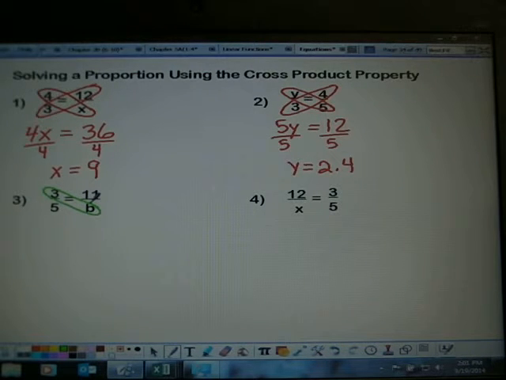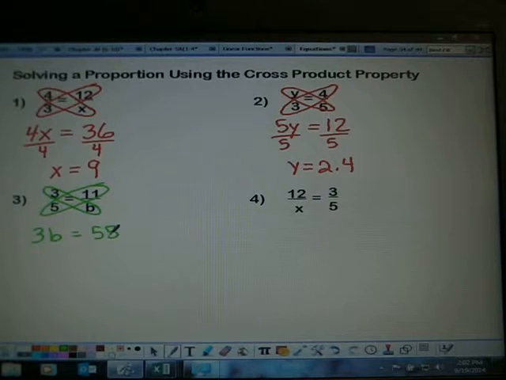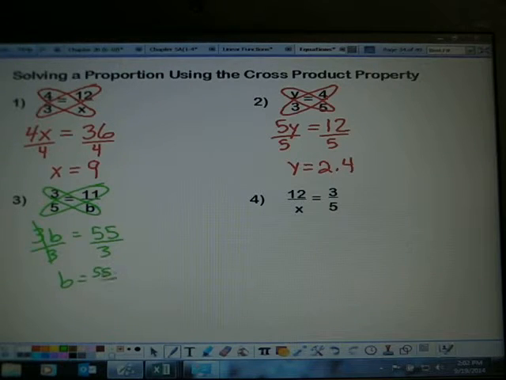I always like to do the one with the letter first. So 3 times b is 3b. 5 times 11, 55. To solve for b, we divide by 3. Now that's going to give me a funky decimal. So you can just leave it as 55 over 3. That's an exact answer. If you try to make it 18.3 repeating, that's not an exact answer. So that's not a good answer unless they're asking for an estimation. You want to leave this as 55 over 3. This one we were allowed to write as a decimal because that decimal stopped. It was 2.4. I did not round anything.